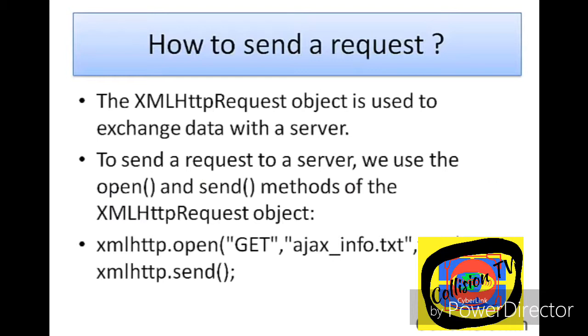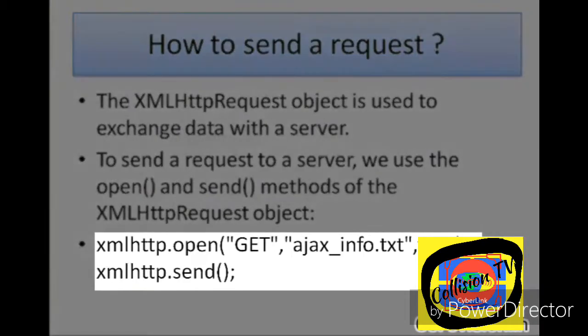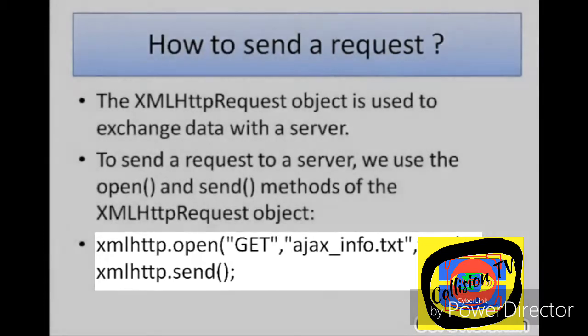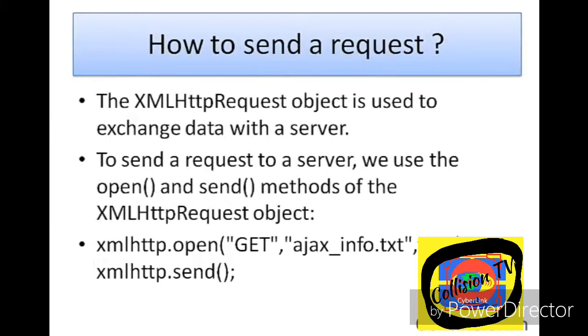First, the XML HTTP request object, that is the XHR object, is used to exchange data with a server. Now the question is how to send a request to the server, in which form it should be used. For that purpose we use the open and send methods of the XHR object. The XML HTTP.open method accepts 3 parameters and it is immediately preceded before the XML HTTP.send method.